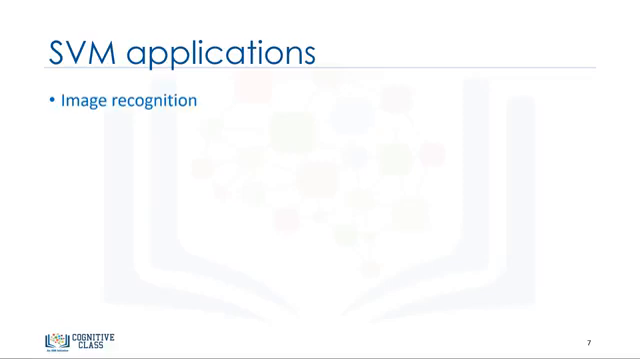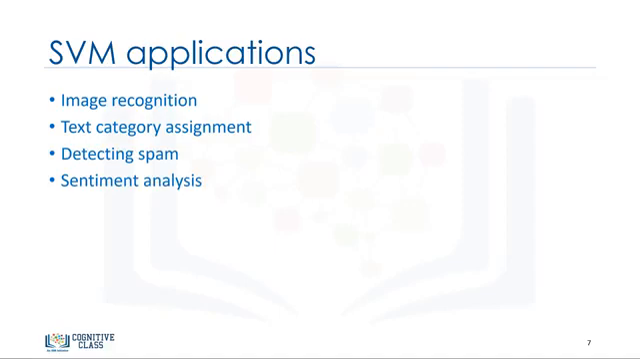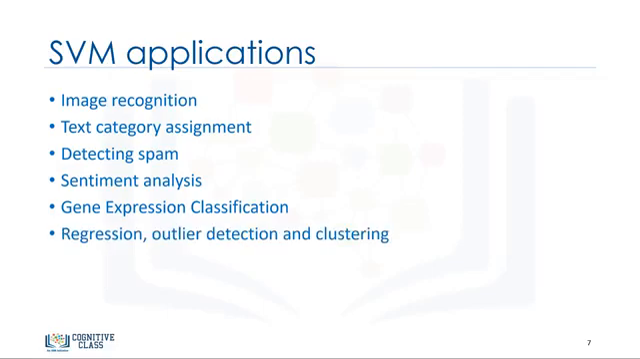Well, SVM is good for image analysis tasks, such as image classification and handwritten digit recognition. Also, SVM is very effective in text mining tasks, particularly due to its effectiveness in dealing with high-dimensional data. For example, it is used for detecting spam, text category assignment, and sentiment analysis. Another application of SVM is in gene expression data classification, again because of its power in high-dimensional data classification. SVM can also be used for other types of machine learning problems, such as regression, outlier detection, and clustering.